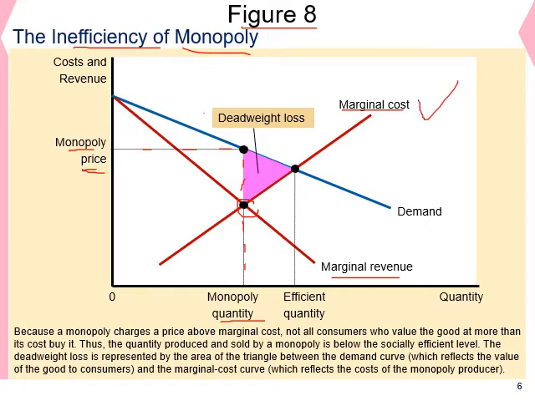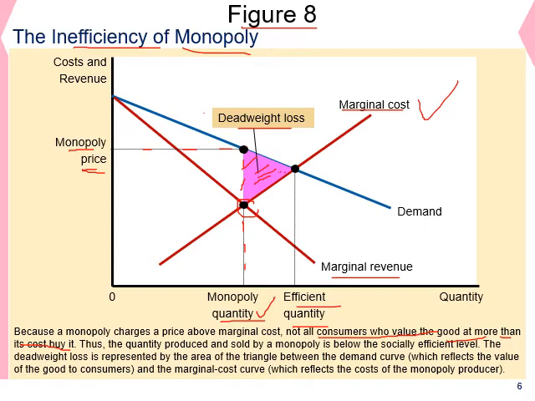Because of that, some consumers who value the good at more than it costs to produce are not served. So this is going to lead to a deadweight loss. This triangle is going to be a loss to the society. The quantity produced by the monopoly is less than the efficient quantity, so this triangle will be lost to the society.